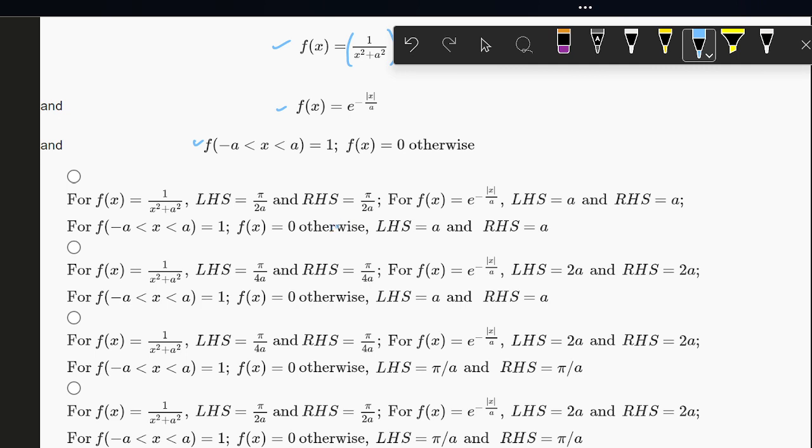I think the first case had given us the option of pi by 2a as an answer. So this is not valid because the last part is, I think, oh no, this is the first option that is right here, because this is pi by 2a for the first function and this is a for the second function, and for the third function it is just a again. Okay, so our correct answer for this is option number 1.